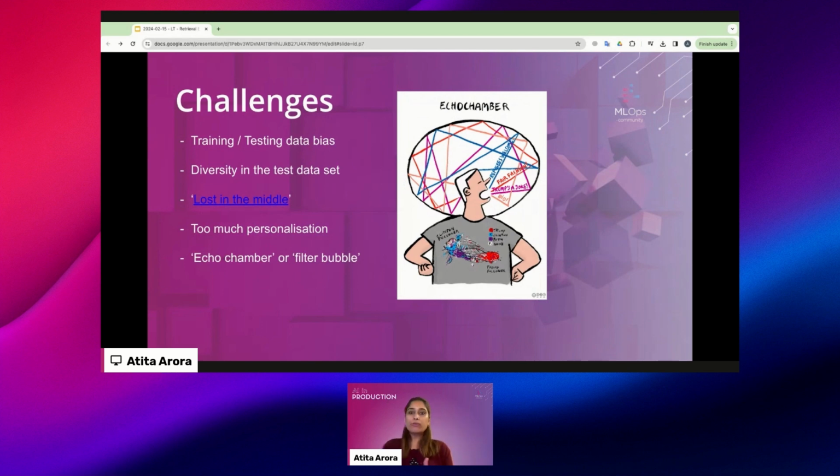Apart from the metrics that I've discussed, and given the limited time that I have, I would like to quickly talk about the challenges. Even with the evaluation mechanism, there are still some outstanding challenges, like training and testing data biases. Bias becomes really critical here, because if the testing data has biases and is missing diversity in the test data set, the models and the retrieval process itself become very biased.